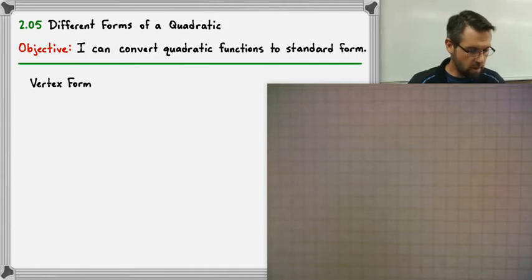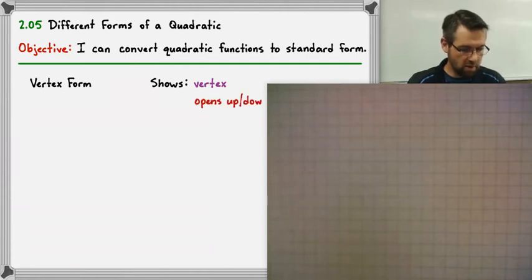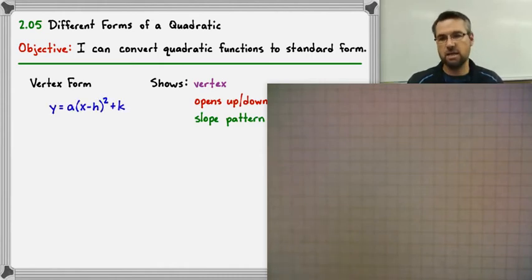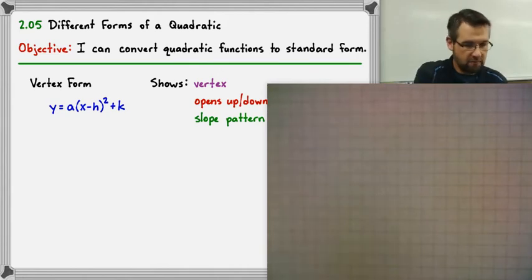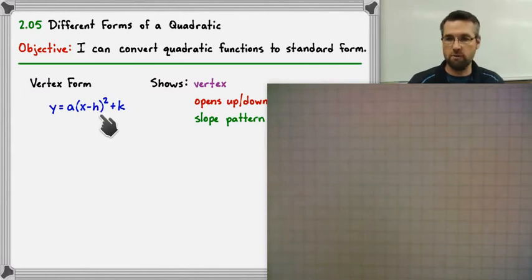So first of all, remember, the vertex form shows the vertex, obviously. It shows whether the function opens up or opens down, and it shows the slope pattern, okay? And it is y equals a times (x minus h) squared plus k. And if you remember, the h and the k are your vertex, and then the a tells us opening up, opening down, and the modified slope pattern.